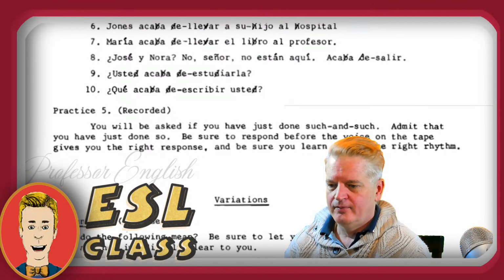Unit 13. Variation. Comprehension. Number 1.